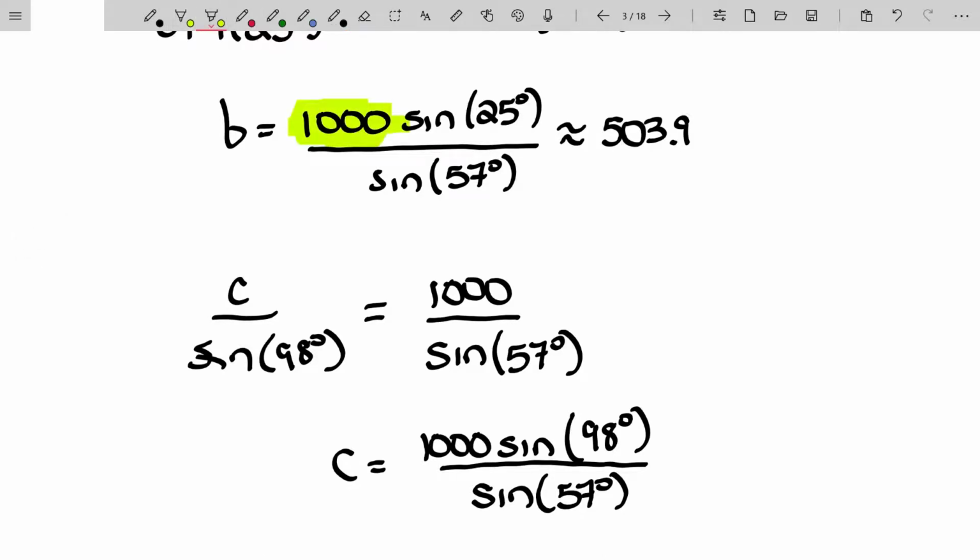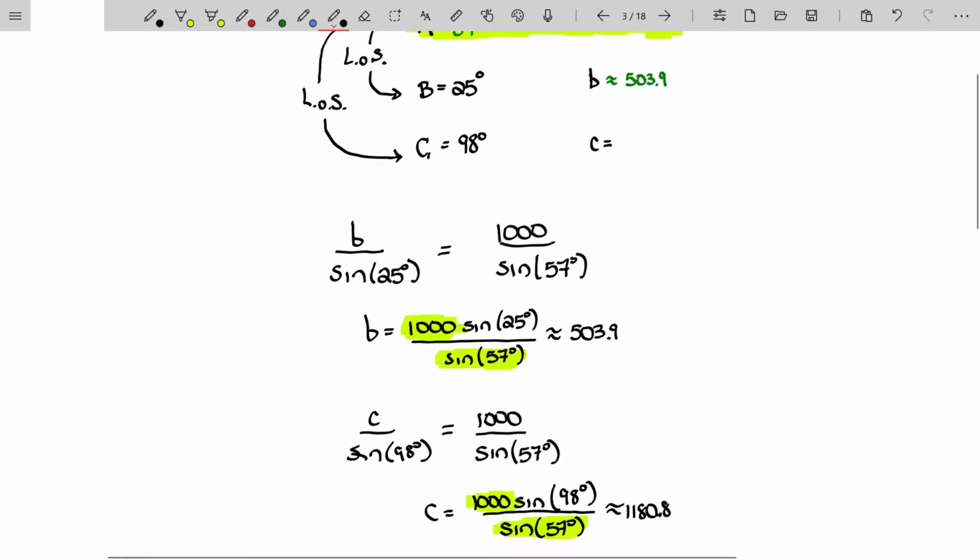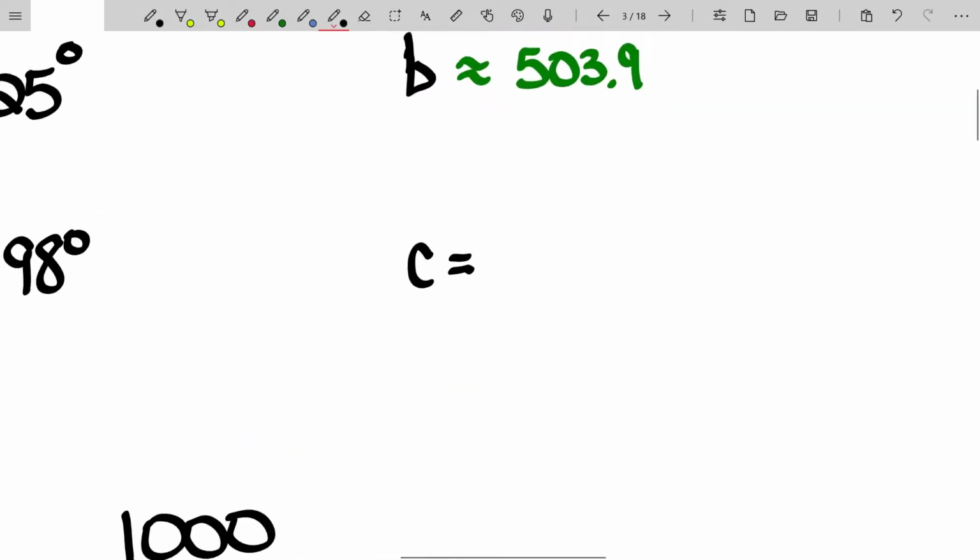They have both 1,000 in the numerator and both the sine of 57 in the denominator. The only thing that's changing is that angle of 25 degrees. We're changing that into 98. And this becomes roughly 1180.8. I don't know the units and I don't really care. They didn't really hand me units, so that's not that big of a deal.